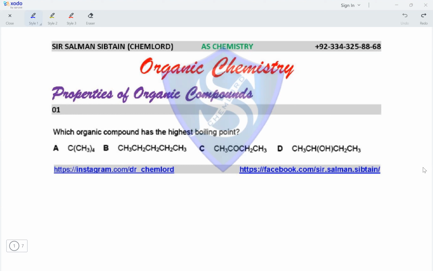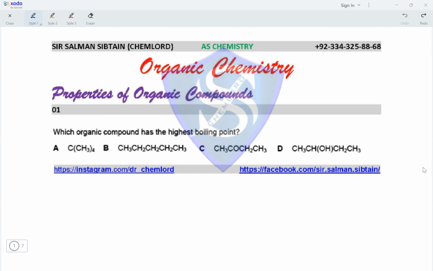So A is a carbon atom bonded to four CH3 groups. B is a straight chain alkane having 1, 2, 3, 4, 5 carbon atoms. C has a C=O group, which is a ketone group in its structure, and D has an OH group in its structure. So A and B are alkanes, C is a ketone, and D is an alcohol.